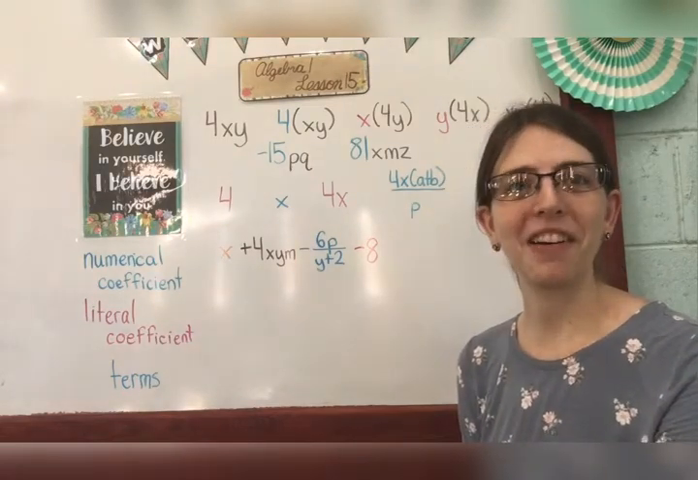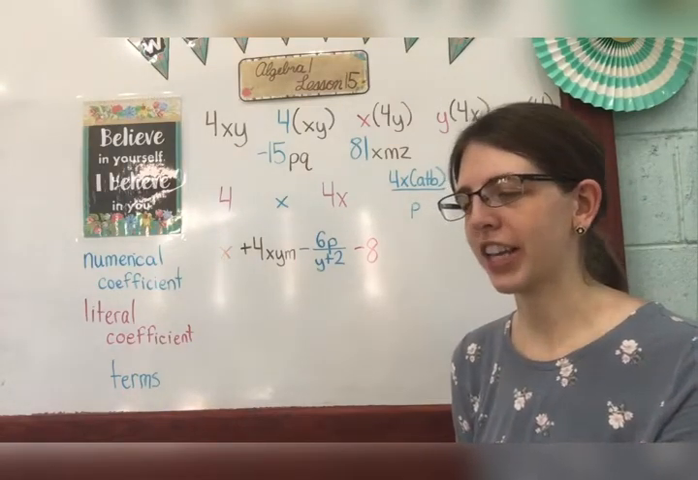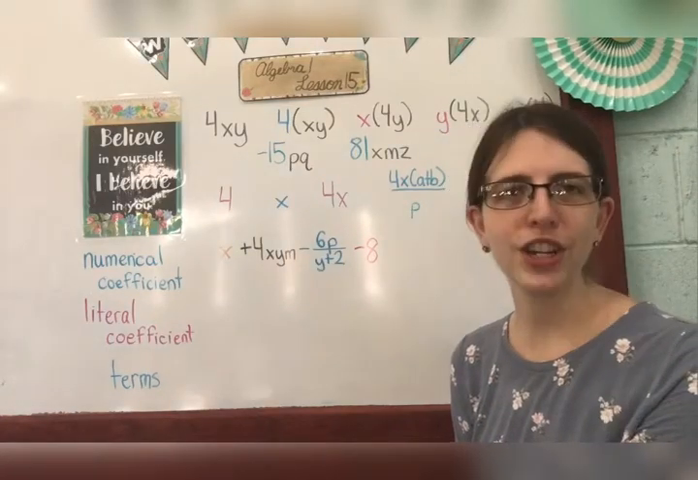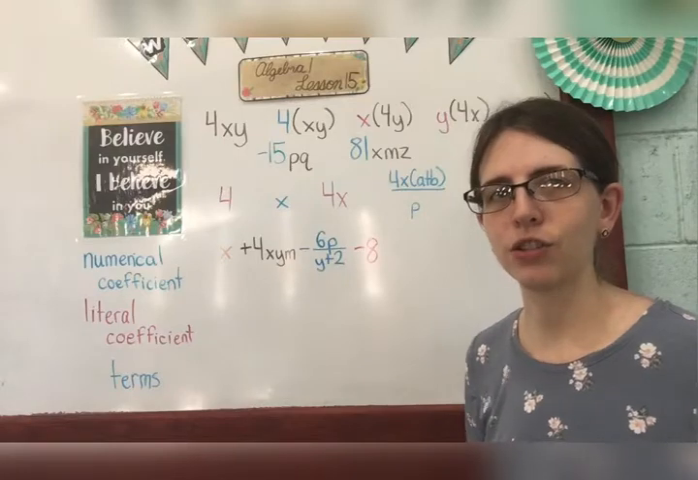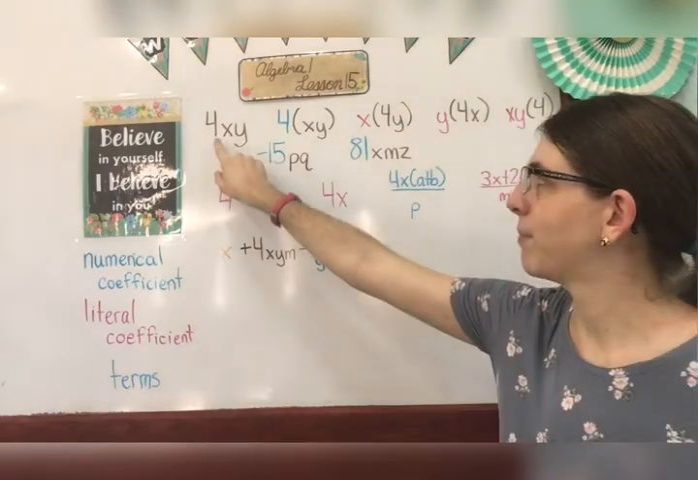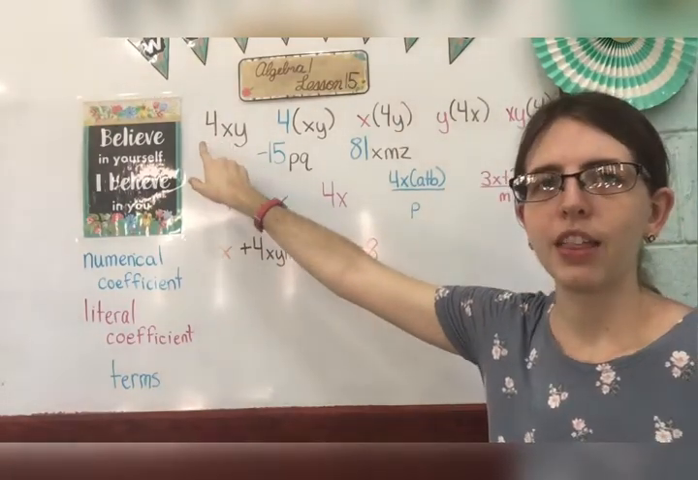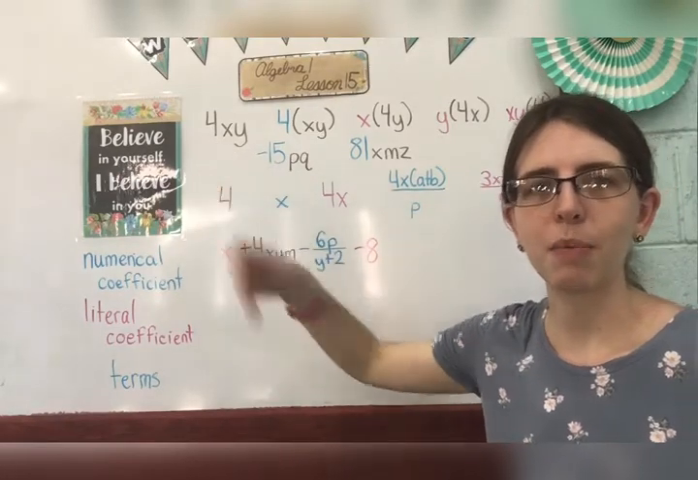Moving right along. Okay, so today we are talking about terms and coefficients and the distributive property. So first let's talk about some factors and coefficients. Look up here, I have 4xy. The numbers and letters stuck together, remember we've talked about that.